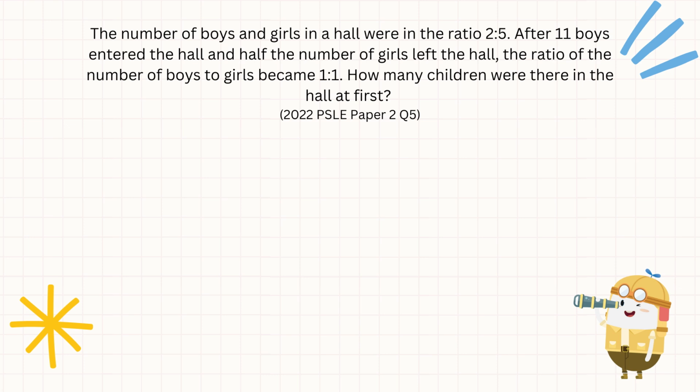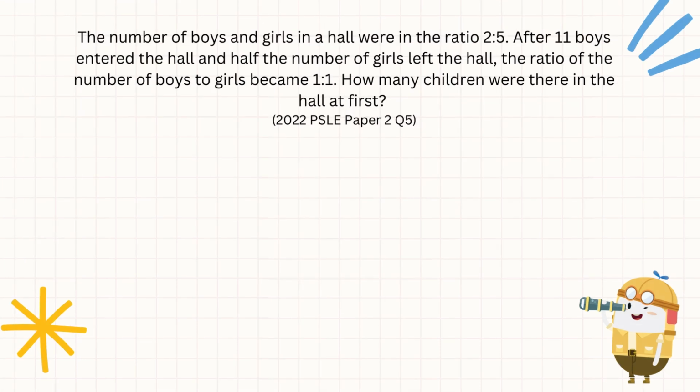girls became 1:1. So we notice that in this case it's a little bit strange because there are actually two things that happen. 11 boys entered the hall while half the number of girls left the hall. So for this question, it's not just purely external unchanged. There's actually two parts. Part 1 is by your basic division. Part 2 followed by your external unchanged.